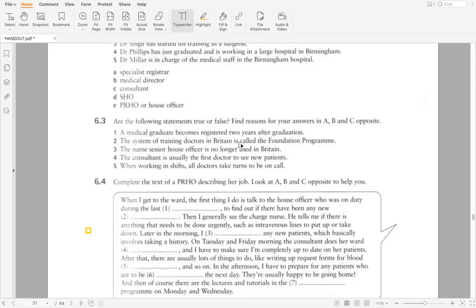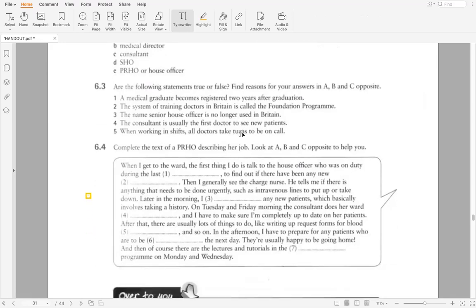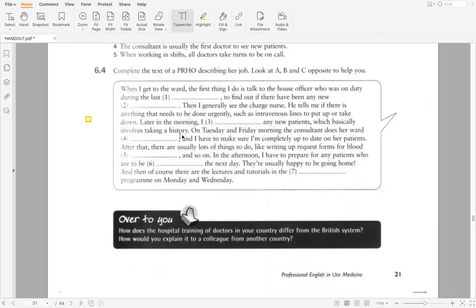This part is not important. It's mainly about the system in Britain, so we will not answer it. It's about information that we will say is true or false according to the lesson, but it's not relevant here, mainly in Egypt, so we will skip it. Number 6.4.